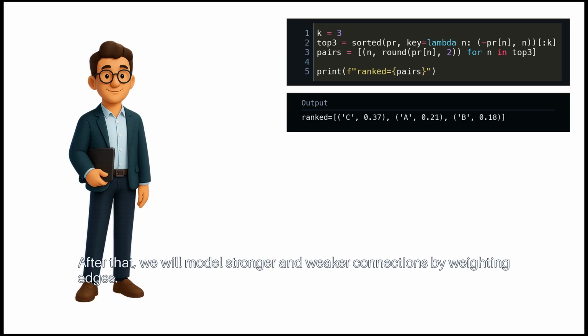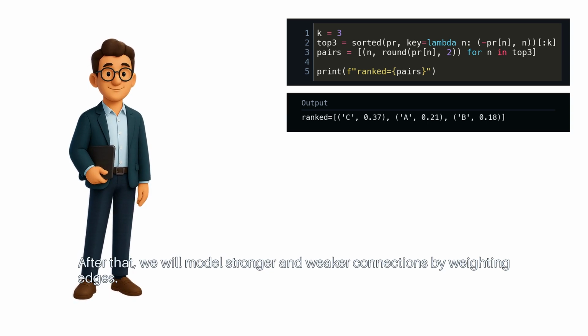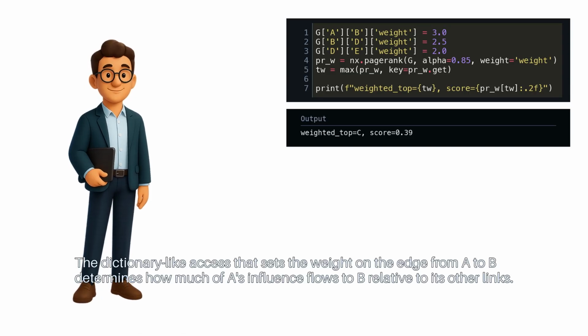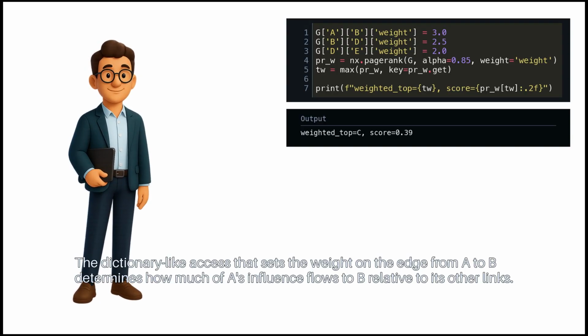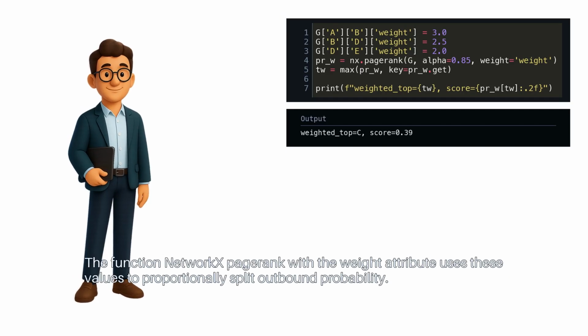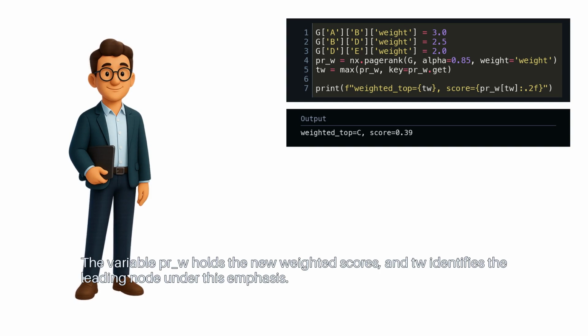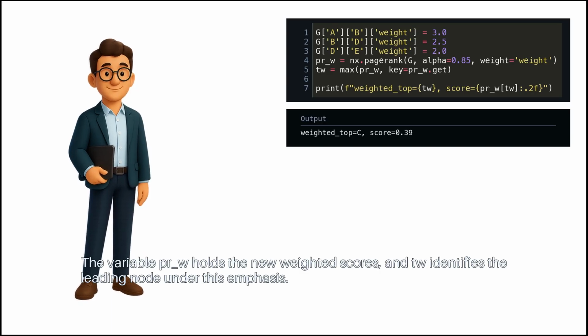After that, we will model stronger and weaker connections by weighting edges. This snippet injects interaction strength into the graph and reruns NetworkX PageRank with weights. The dictionary-like access that sets the weight on the edge from A to B determines how much of A's influence flows to B relative to its other links. The function networkx.pagerank with the weight attribute uses these values to proportionally split outbound probability. The variable prw holds the new weighted scores, and tw identifies the leading node under this emphasis.